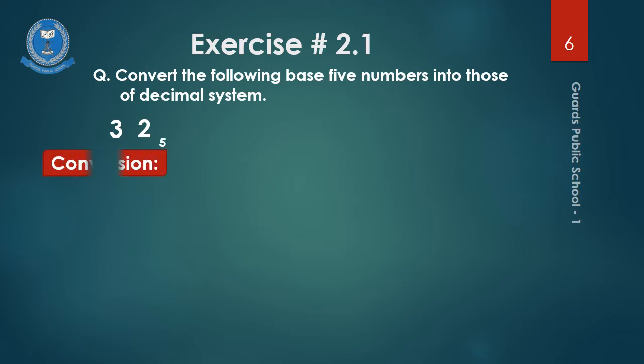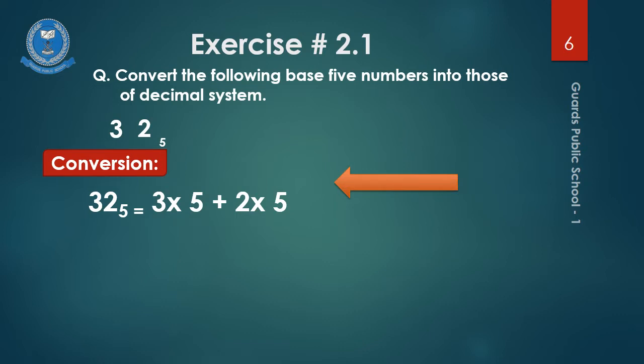How? Let's see. This 3 will multiply with 5 and then plus this 2 will also multiply with 5. Now we will start writing the powers of 5 increasing from left to right. So the first 5 will have the power 0 and then the next 5 will have the power 1. And then we will resolve these powers first.